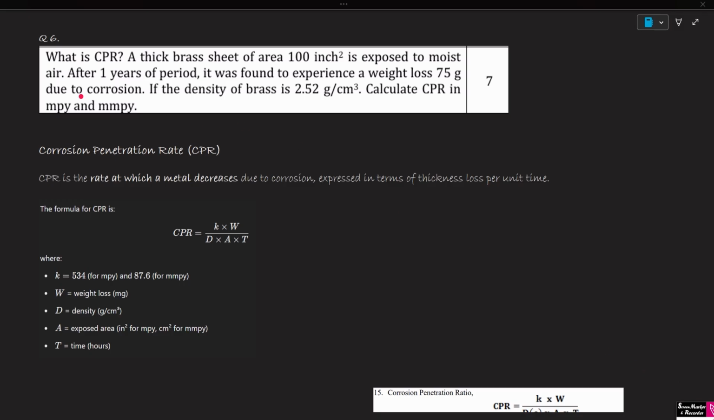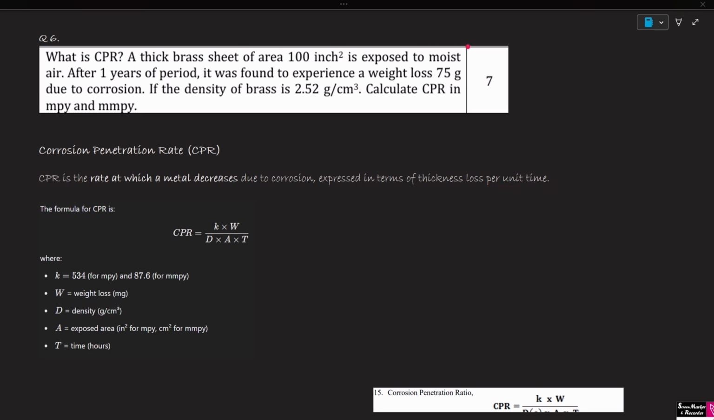Coming to the last question, we have: what is CPR? CPR is corrosion penetration rate. Corrosion penetration rate means the rate at which the metal decreases due to corrosion. Loss of weight in the metal due to corrosion is known as corrosion penetration rate. It is expressed in terms of thickness loss per unit time.